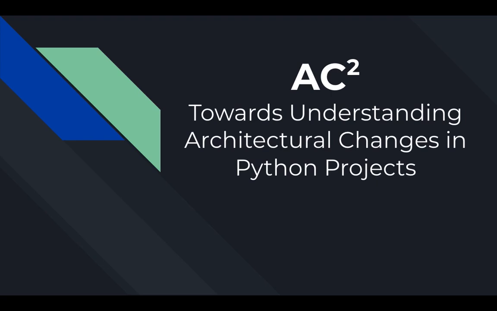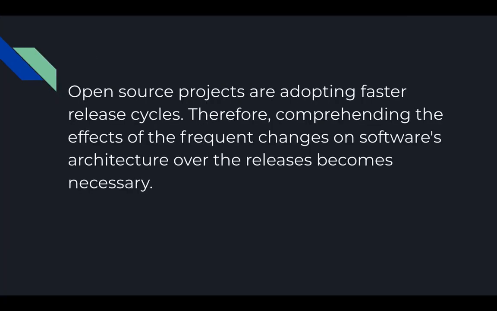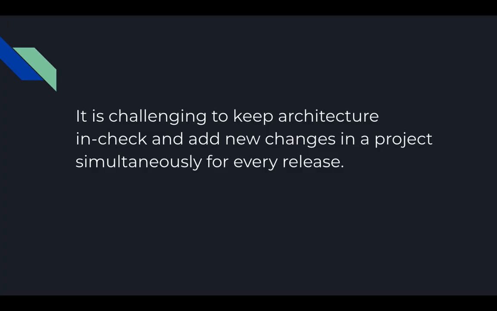AC Square, a visualization tool to understand the architectural changes in Python projects. As many open source projects such as in GitHub are embracing faster release cycles, this leads to frequent changes in the system. Therefore, understanding the impact of these changes on the software architecture is important for software stability. However, it is a challenging task for the development team to keep track of architecture changes for every release.